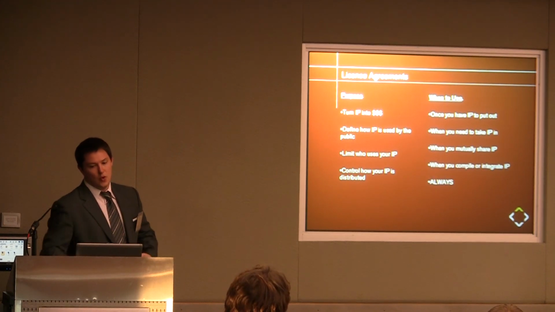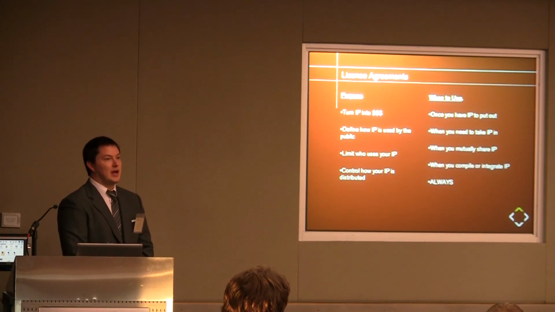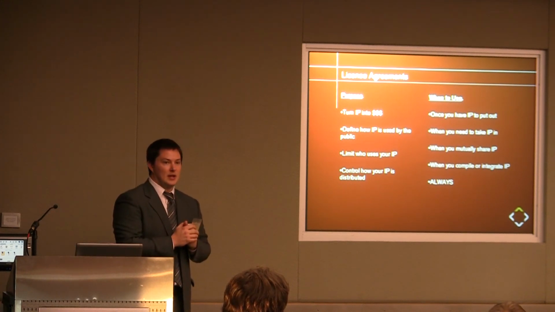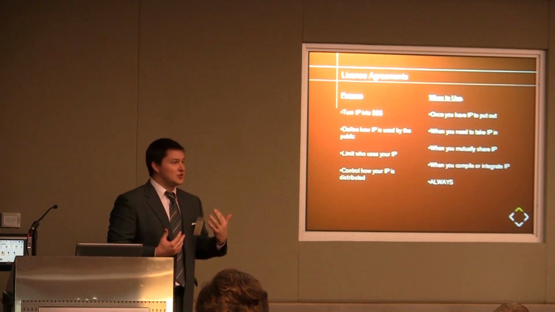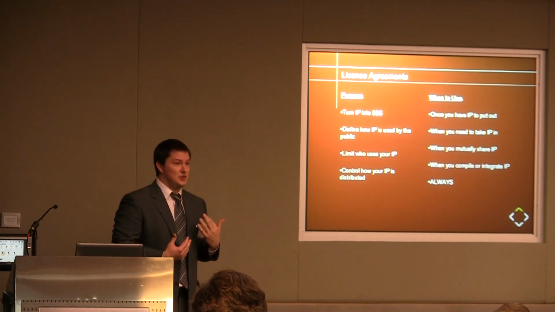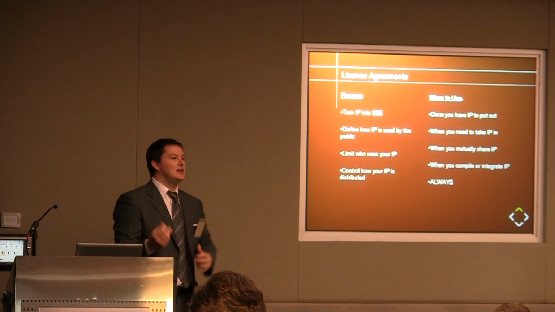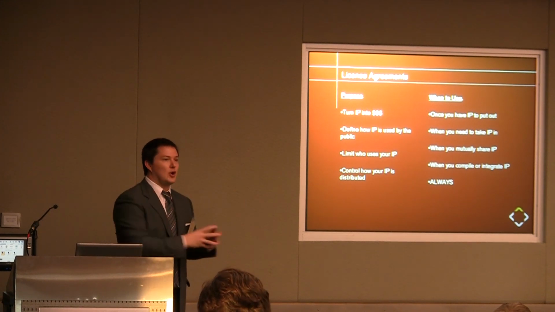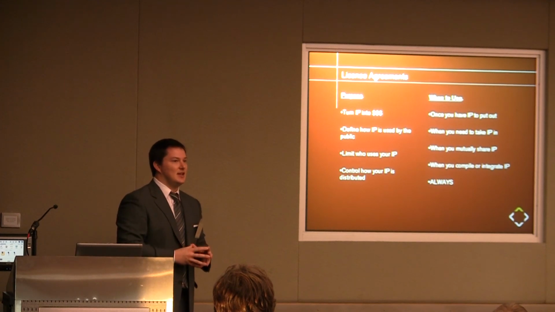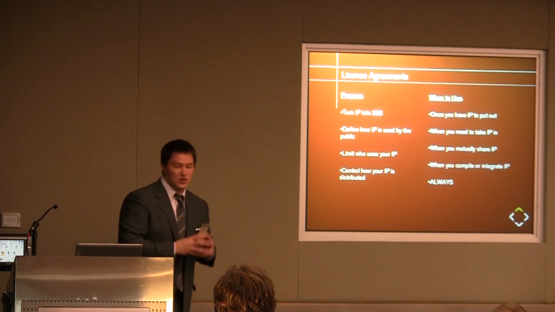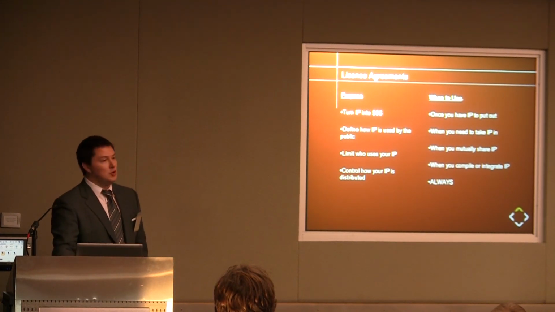When do you use it? Well, you use it once you have intellectual property to put out there on the market. You use it when you need to take in other people's intellectual property to help yours. For example, you have a business. You need to bring in other software. You need a license to use that software. Or maybe you need a license to a specific part inside of your widget. You've got to get a license, and you've got to make sure that license gives you the right to do exactly what you want to do with it. When you mutually share IP, you want to make sure that it's licensed and not jointly owned.